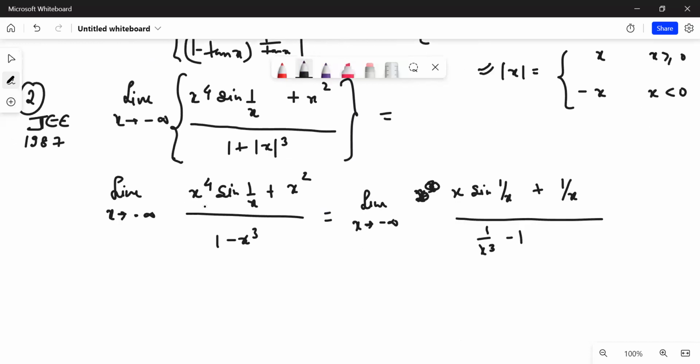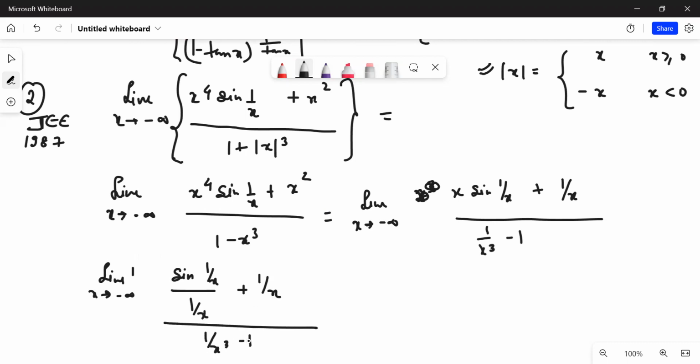Okay, so I've taken x cube common. If I divide the numerator entirely by x cube, this is what you're going to get. Is that clear? And now if you take x tends to minus infinity, I can write sine of 1 upon x divided by 1 upon x, plus 1 upon x divided by 1 upon x cube, minus. Now as x tends towards minus infinity, this will go towards 0, this would go towards 0, this would be 1, so this would be 0 divided by 0 minus 1, which is minus. Is that clear?